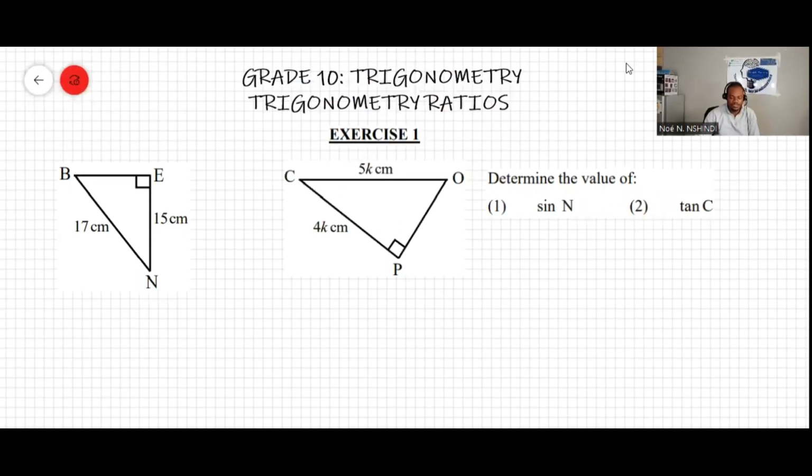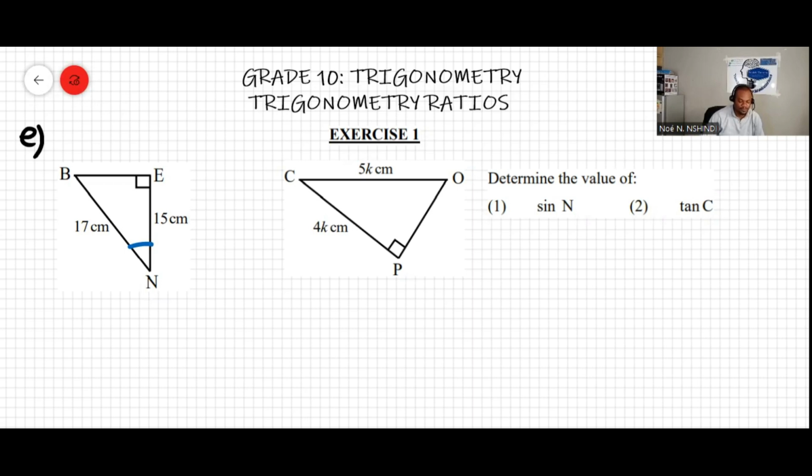We have another question here, question E. The question says determine the value of sine n and tan c. If I look here, I need to find the value of sine n. N is over here, this angle.